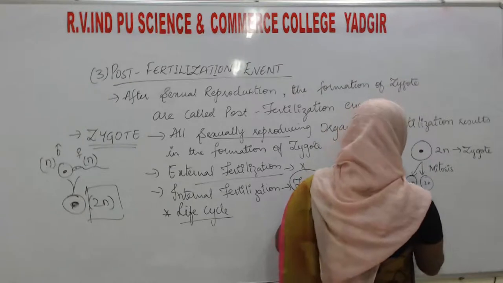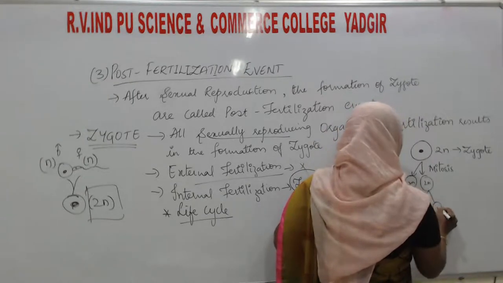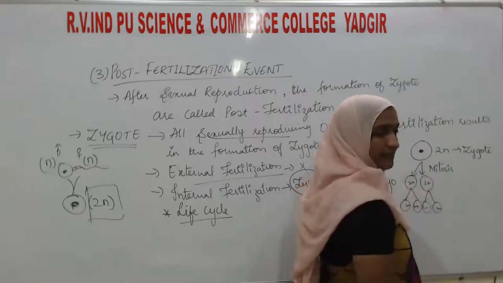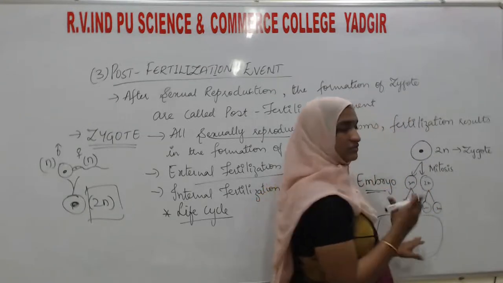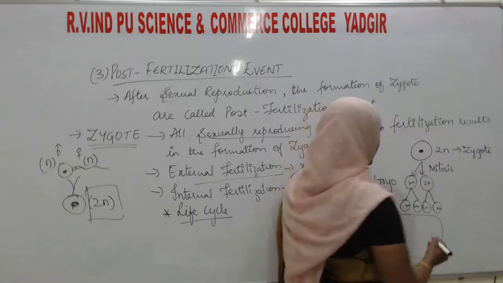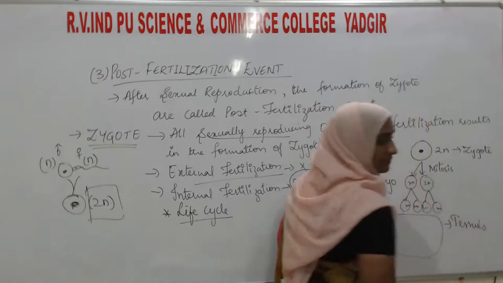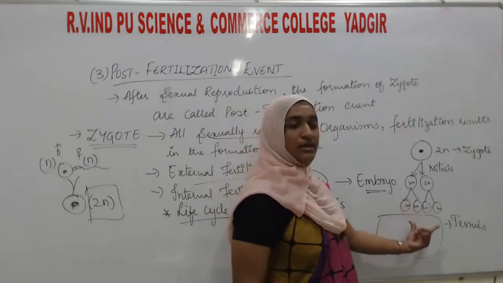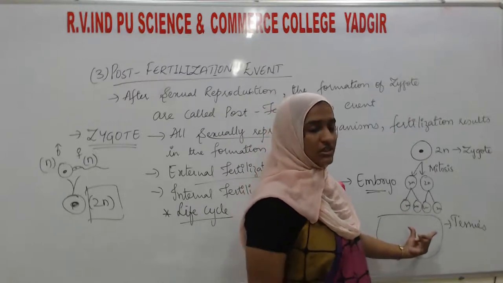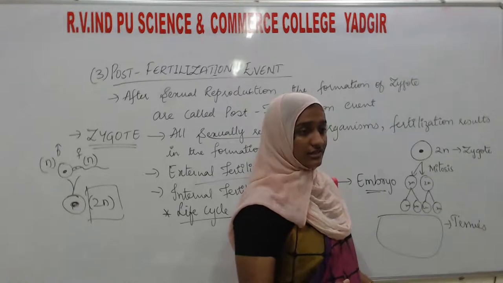Then from two, it is going to form four. From four, all those cells will be diploid. From four, a large group of cells, which is similar in structure and function, will form a specialized tissue. Yes, sir. Four will further divide, meaning 16 cells are going to form. 16 will further divide, meaning 32 cells are going to form.